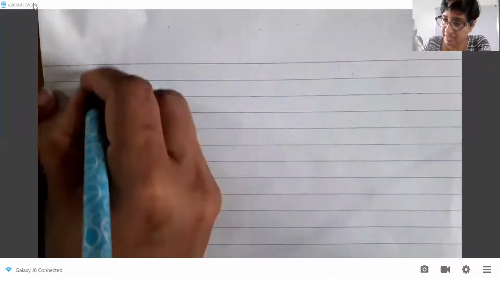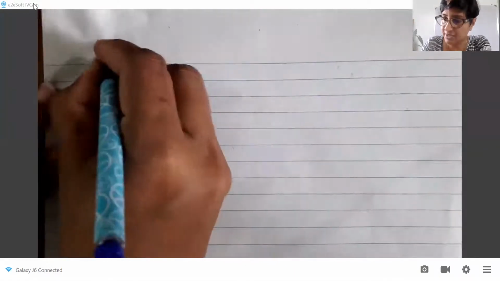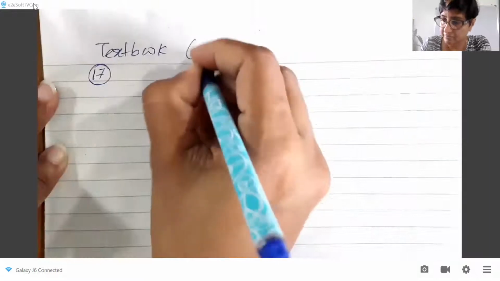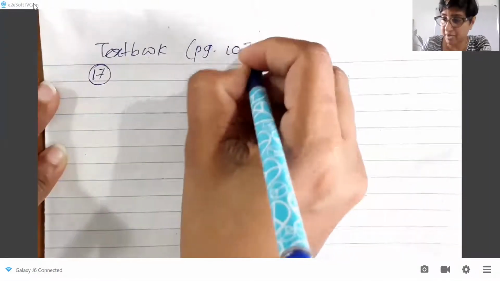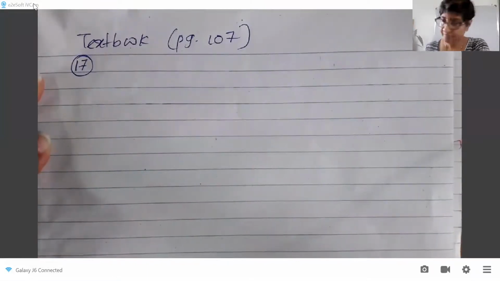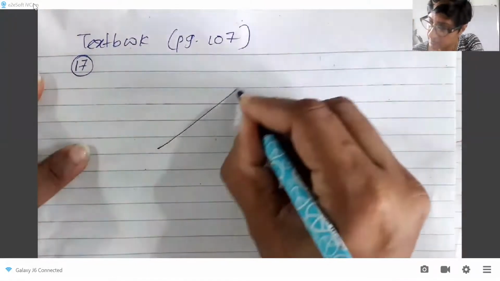So this is question number 17. This is from the textbook, page 107, according to my book. Okay, we might have different versions, different editions. Let's draw it.